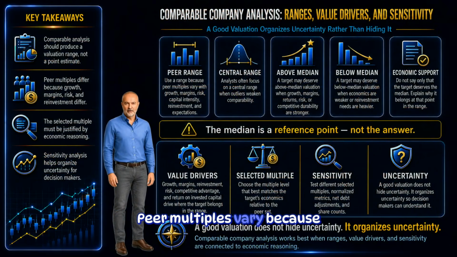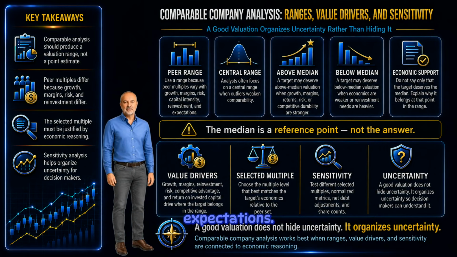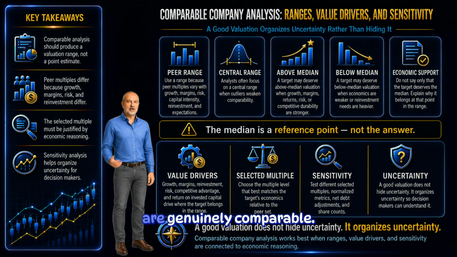Peer multiples vary because companies differ in growth, margins, risk, capital intensity, reinvestment needs, and investor expectations. A full peer group range may be useful only when all the companies are genuinely comparable. Often, analysts focus on a more central range to reduce the influence of outliers. The median can be a helpful reference point, but it is not the answer by itself.